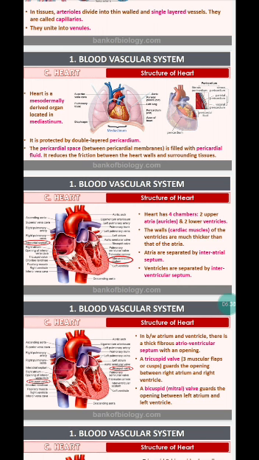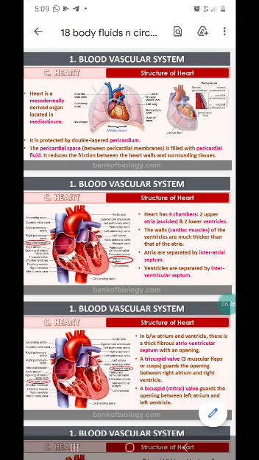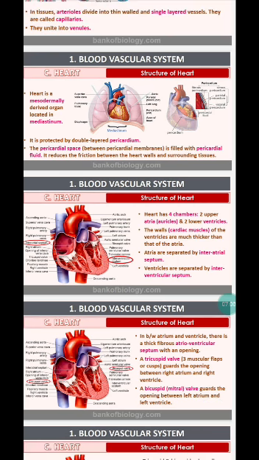Two layers are there, and in between the two layers you find there is a liquid or fluid which helps in reducing the friction between the heart walls and also the surrounding tissues. Okay, now we know the human heart inside has four chambers, two upper auricles or atria and the lower two ventricles, and each of these auricles and ventricles are well separated from each other by septum.